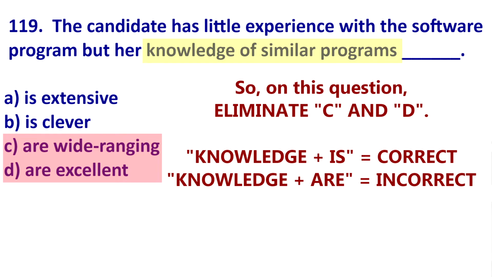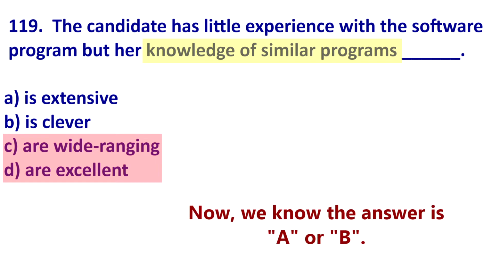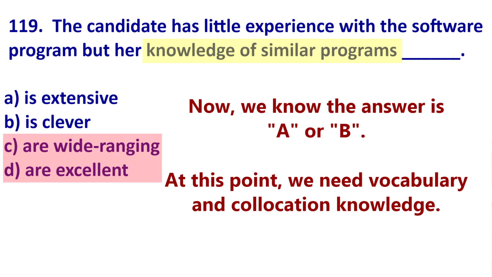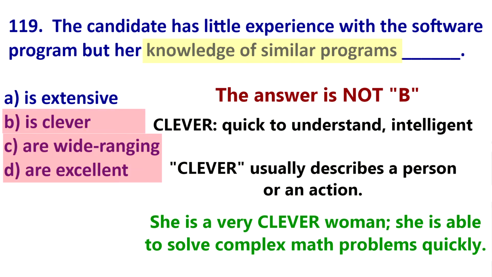They are done because they are describing knowledge. Knowledge is, right? Knowledge is. So if we look here, we can see that we have 2 choices left. Now, remember, we are describing knowledge, and the answer is not B, because clever usually describes a person or an action. For example, she is a very clever woman.